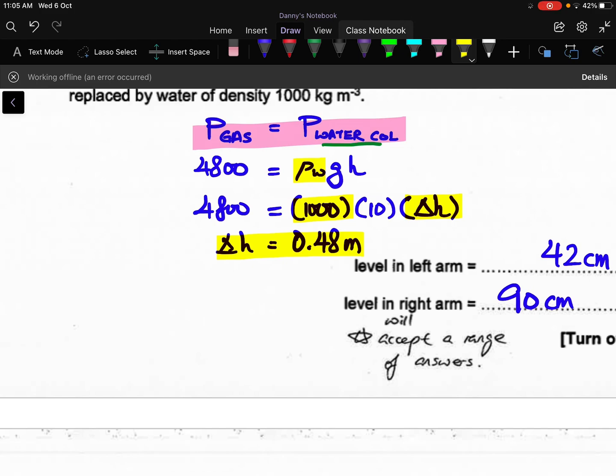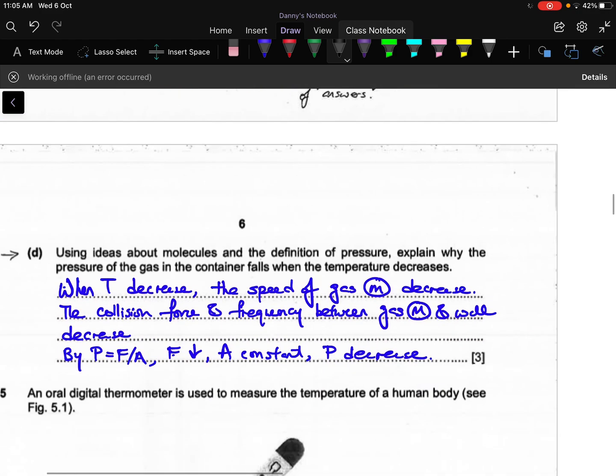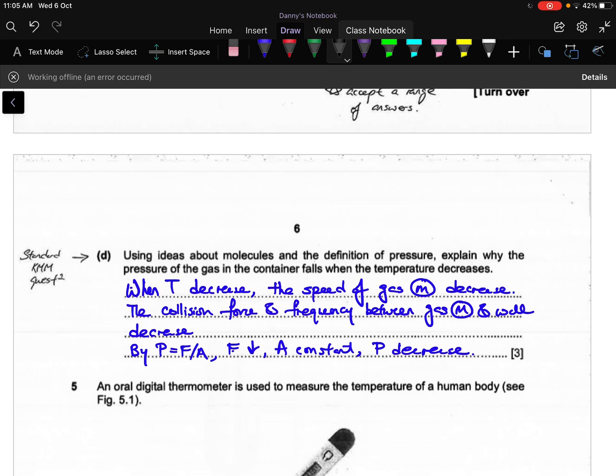I find that meter is a bit hard to visualize. So I actually, in my mind, I turn it into cm, which makes it easier. After that, you can just use any dummy value, but make sure that your difference is 48 cm and you'll be fine. Okay, last question over here is your standard kinetic model of matter question.